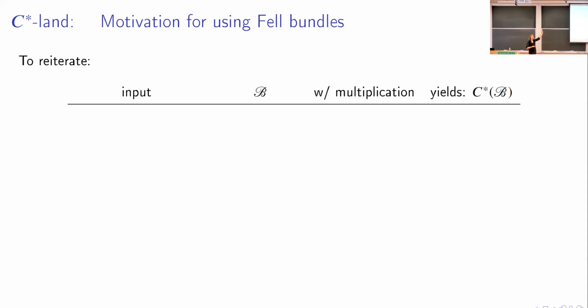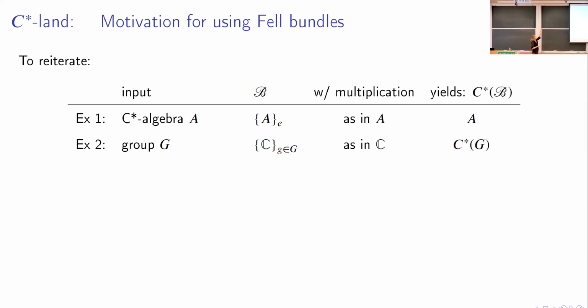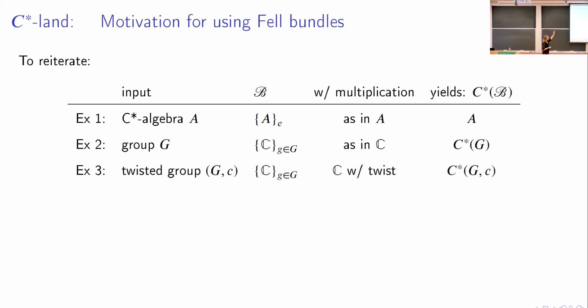Just to reiterate what I've just done. I had certain input, for example, the C-star algebra, made a Fell bundle, and I get the C-star algebra back. I have a group. I take the Fell bundle that's constant, the complex numbers. I get the group C-star algebra. I take a twisted group. I get the twisted group C-star algebra. I have a dynamical system. I get the cross product.